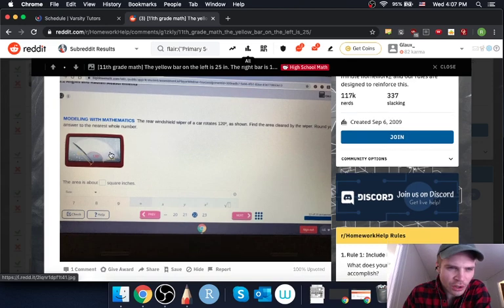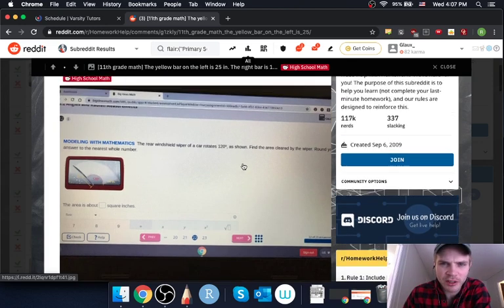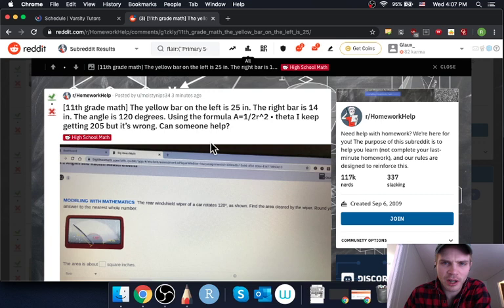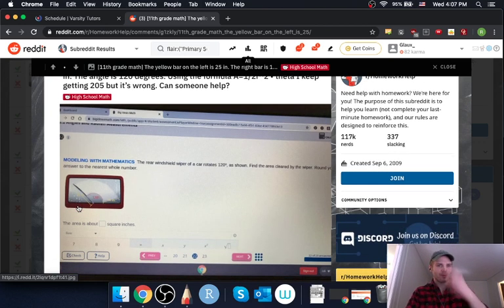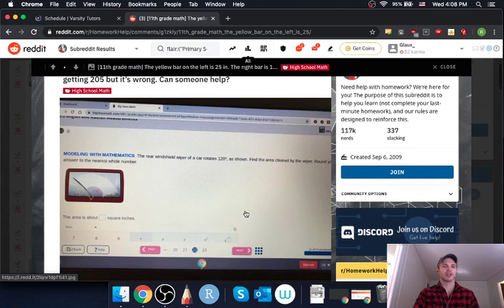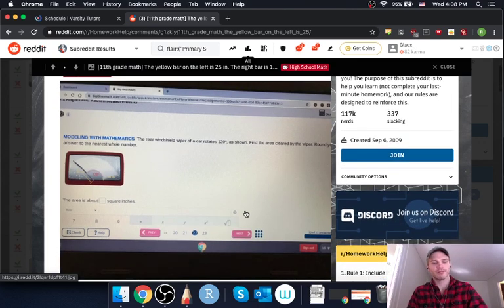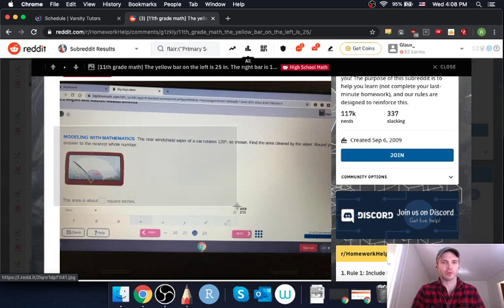Okay, so this is hard to see, but they did give an explanation in the comments, or in the title here. So the full radius of this, okay. So this says: The rear windshield wiper of a car rotates 120 degrees, as shown. Find the area cleared by the wiper. Round your answer to the nearest whole number. All right, let's do this. This is really related to what we just did, so it's a nice extension of that.